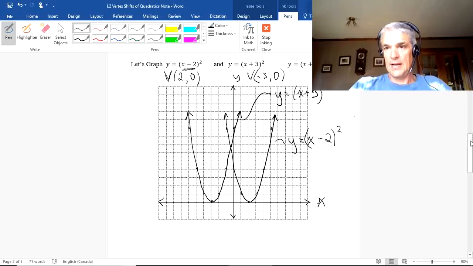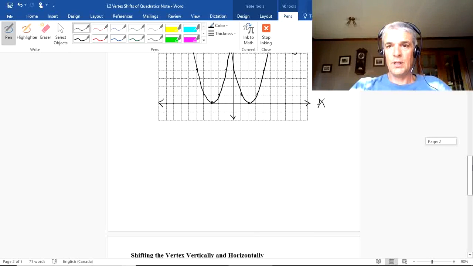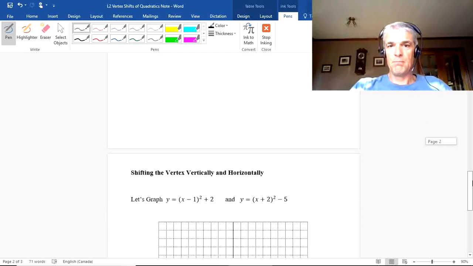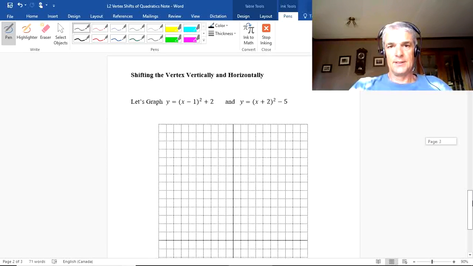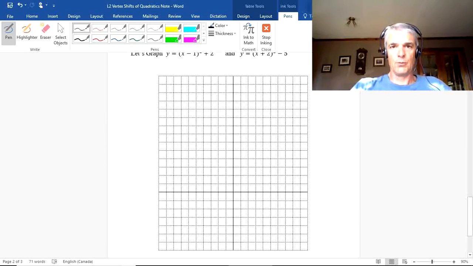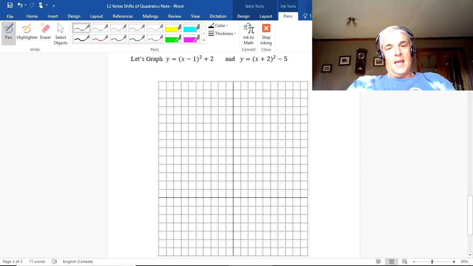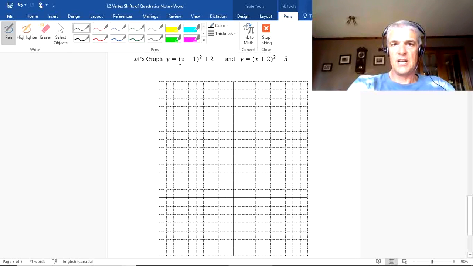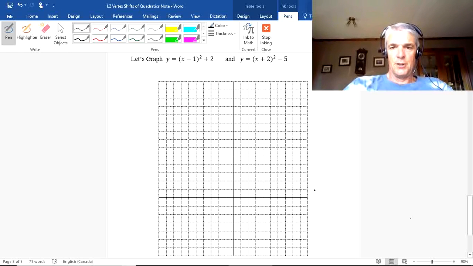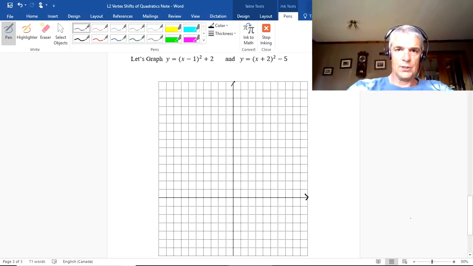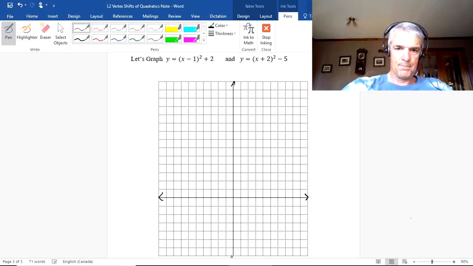So I'm going to move down and do a couple of examples where we shift in both directions, okay? I'm going to leave it like this. So the first thing I'm going to do is graph these two equations. I got one equation here and one equation here. I'm going to label them when I'm finished graphing them. First thing I do is label my graph, so I put my arrows on, and then X and then Y.